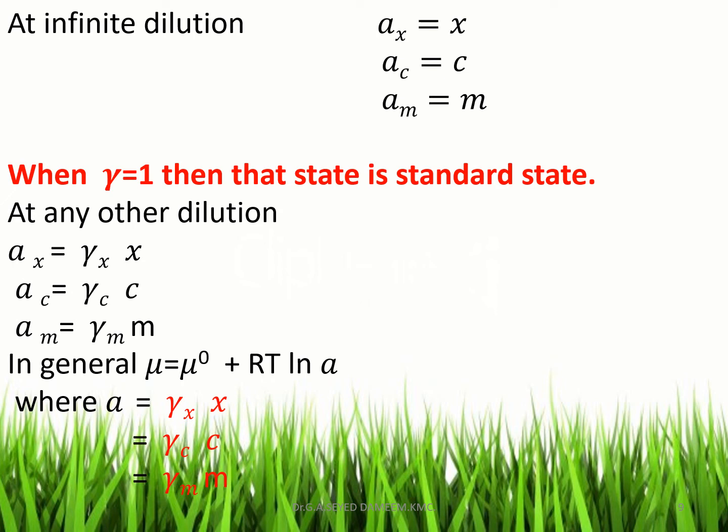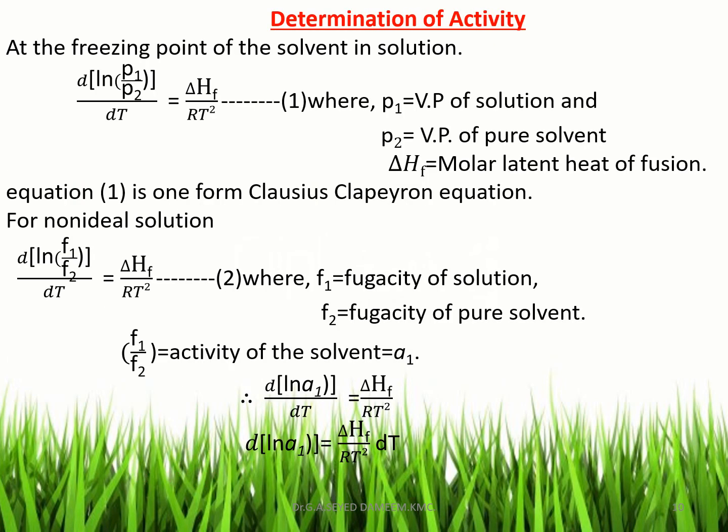At any other dilution, Ax is equal to gamma x into x, Ac is equal to gamma c into c, Am is equal to gamma m into m. Here gammas are activity coefficients in terms of x, c, and m. In general, mu is equal to mu 0 plus RT ln A, where A is the activity, equal to gamma x into x, or gamma c into c, or gamma m into m.